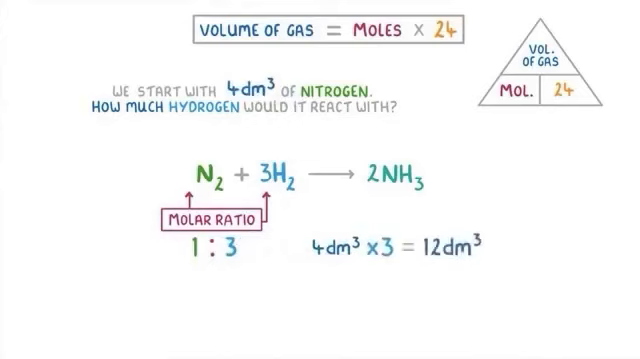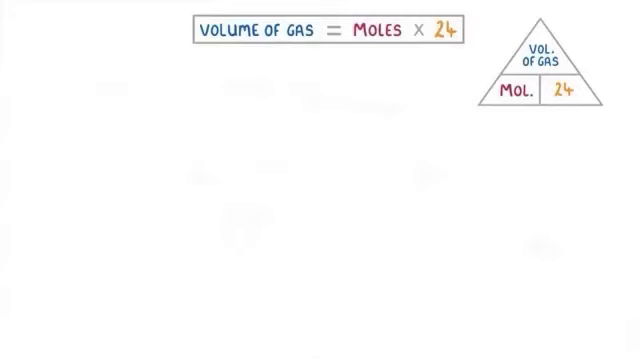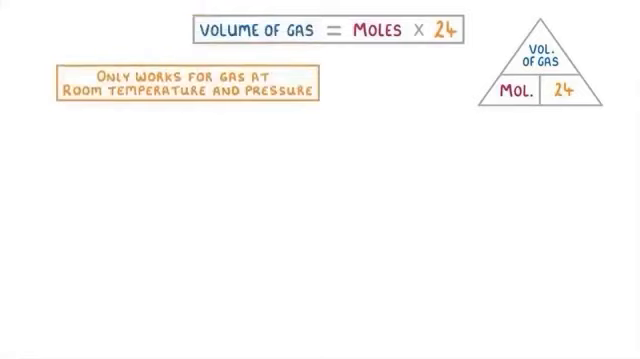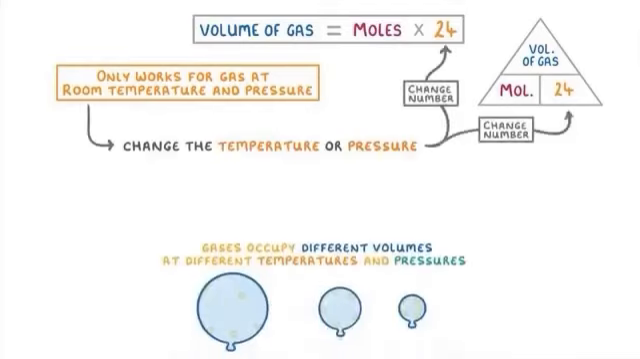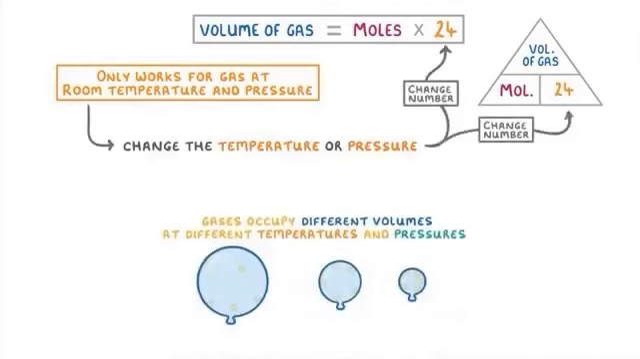If we changed it and said nitrogen reacts with 3 moles of hydrogen to get 2 of ammonia, and now we are given 24 decimeters cubed of nitrogen, find the moles of hydrogen. That means the ratio is now 1 to 3, because 1 mole of nitrogen reacts with 3 moles of hydrogen. So to get the answer, I shall just say 4 times 3 and you get 12 decimeters.